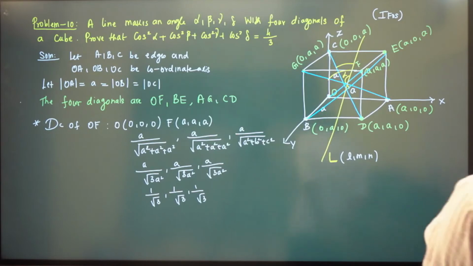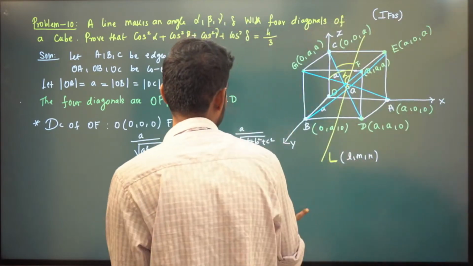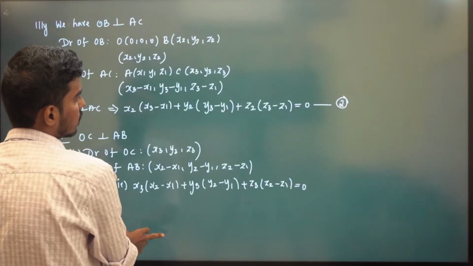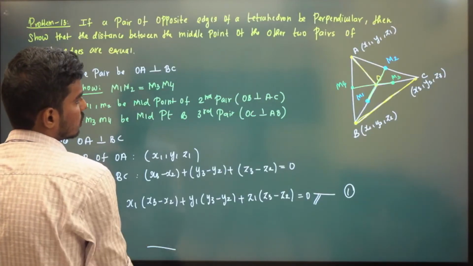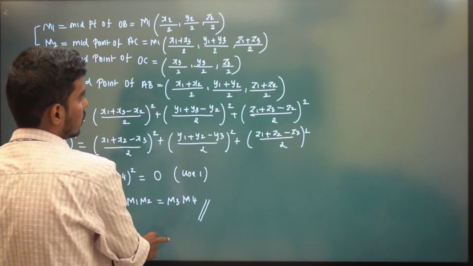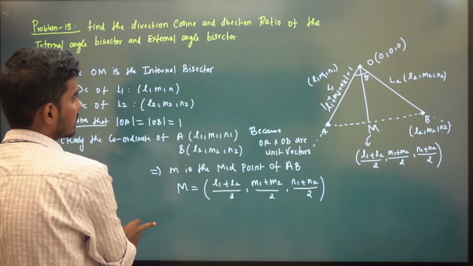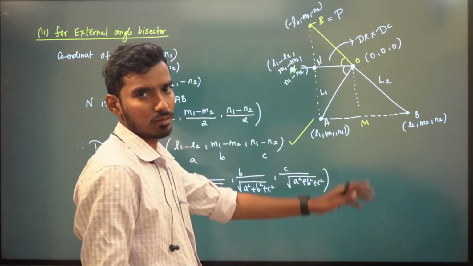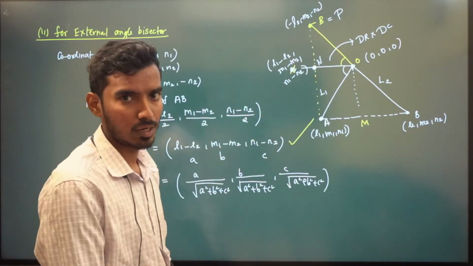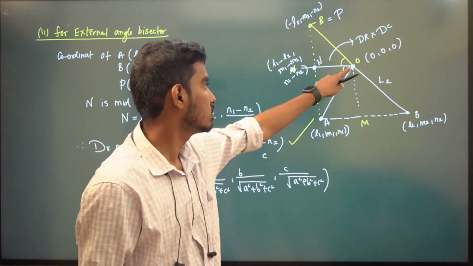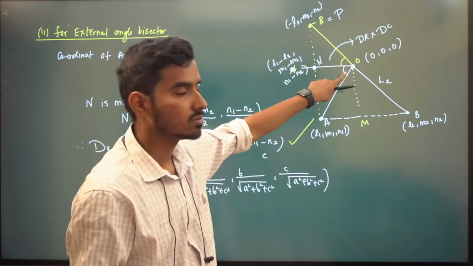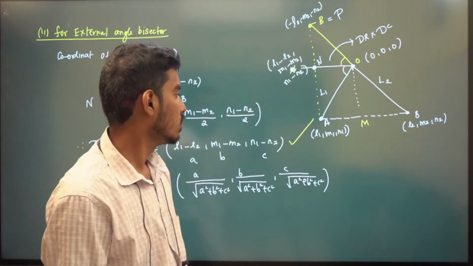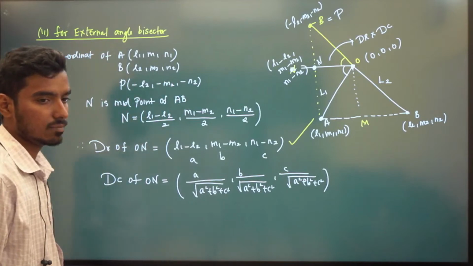N is the midpoint of AB. Yes, N is the midpoint of AB. So all are the properties of the internal and external angle bisector. N will always be the midpoint only. Right? See, because this divides an angle equally, that means this has to be the midpoint for this, right? So these are the properties of the internal and external angle bisector.